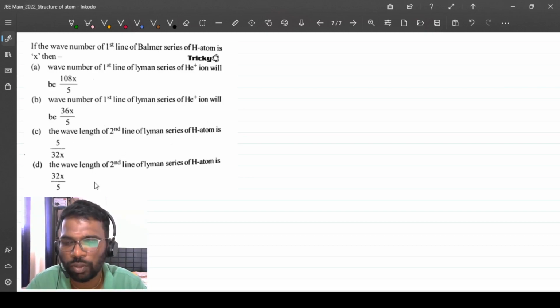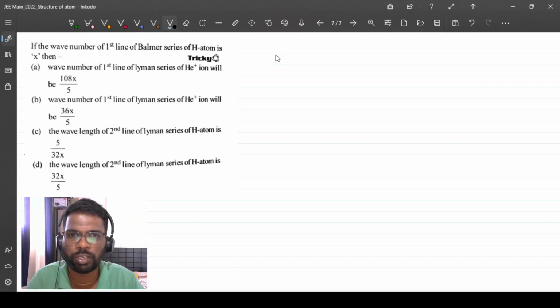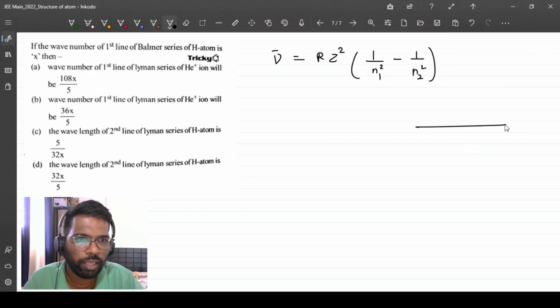Now then there is a wavelength, right? So we have a very good relation about the wave number. We know the wave number equation. This is the wave number equation: nu bar is equal to R Z square upon 1 upon n1 square minus 1 upon n2 square. Like n1 square means what?